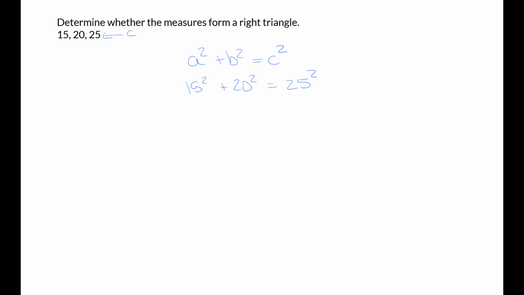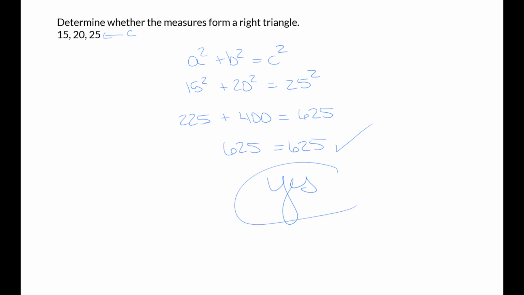So 15 squared is 225. 20 squared is 400, and 25 squared is 625. If I add those two together, I get 625 equals 625. So yes, because they are equal, it is a right triangle.